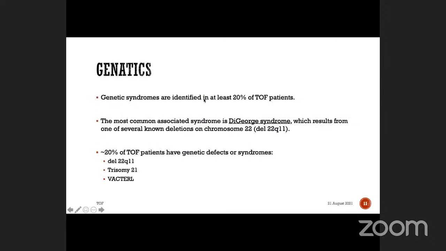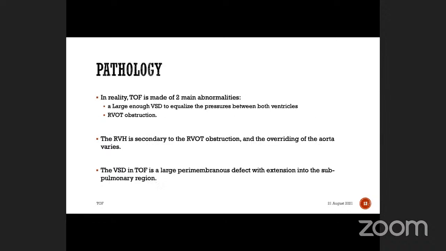tetralogy of Fallot. Genetic syndromes are identified in at least 20% of tetralogies. The most common is DiGeorge, which results from one of several known deletions, but the most common one is on chromosome 22, which is 22q11. There is also an association between tetralogy and interrupted aortic arch. 20% of tetralogies have genetic defects, such as trisomy 21 and DiGeorge syndrome. In reality, tetralogy is made up of two main abnormalities: basically, a huge VSD with equalization of pressure, and RVOT obstruction. RVH is a secondary finding.